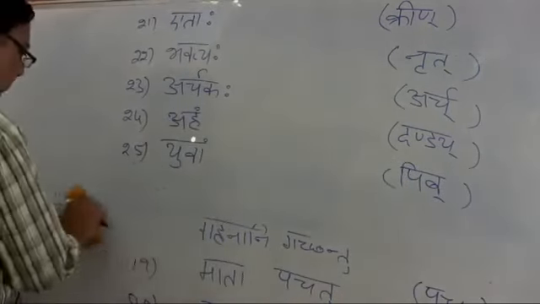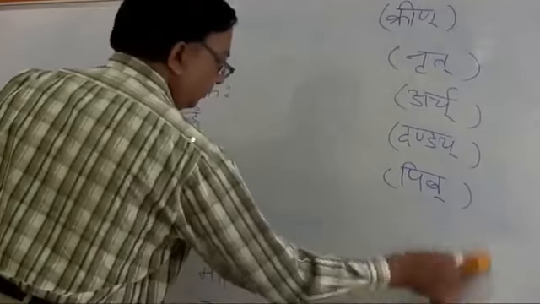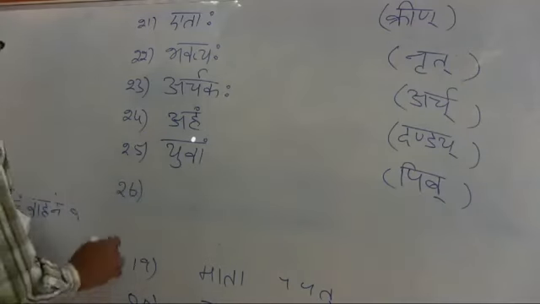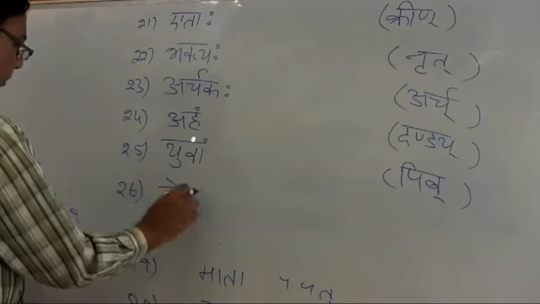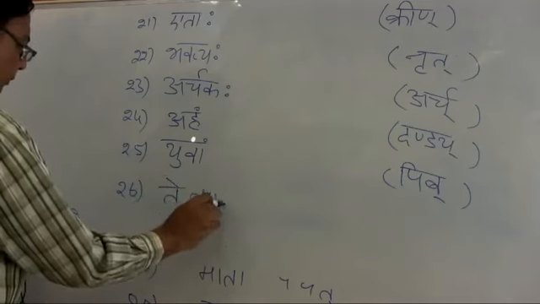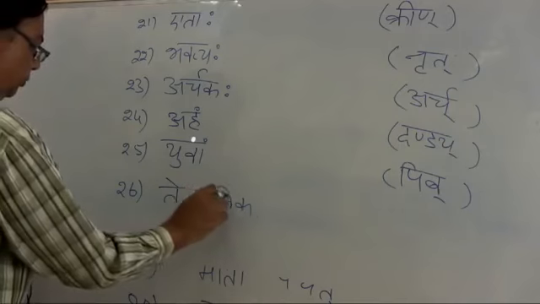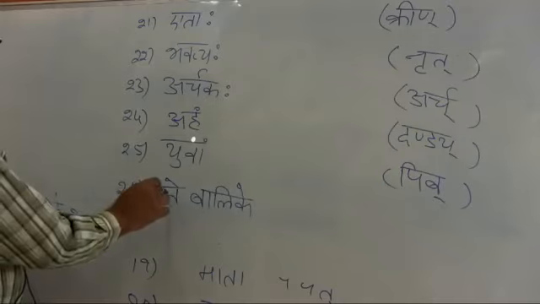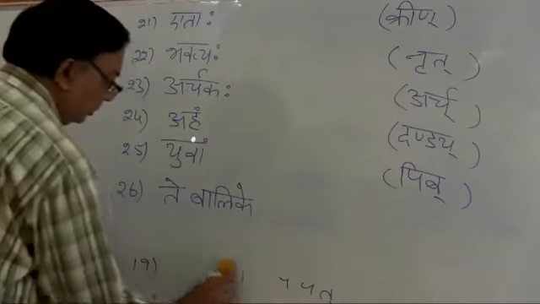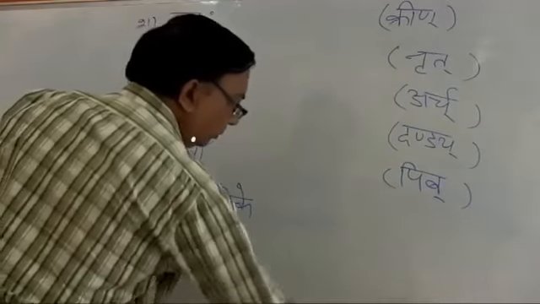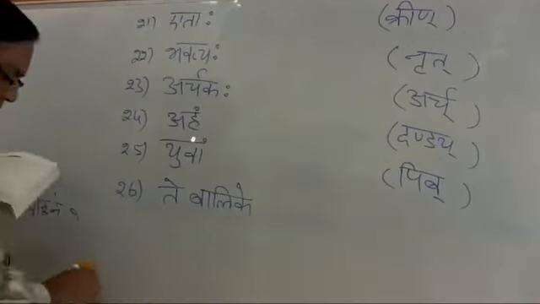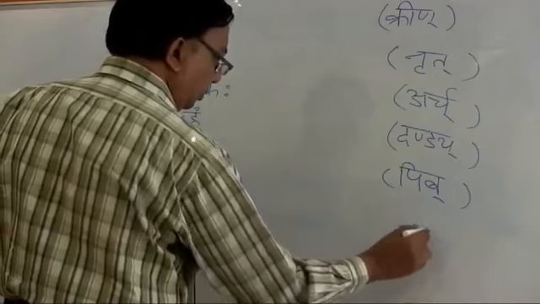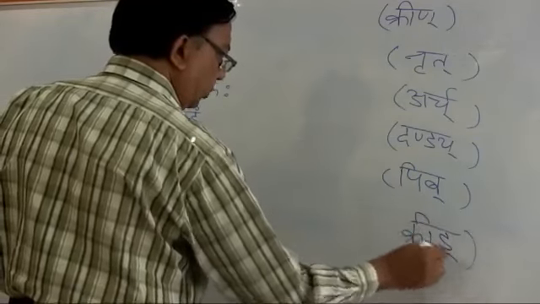And the 26th is Te Balike. Now to avoid the confusion, the pronoun is also given along with the noun. Balike. How many girls? 2. Te Balike, those 2 girls. What is the verb to be used here? Krida. To play. Krida, to play.